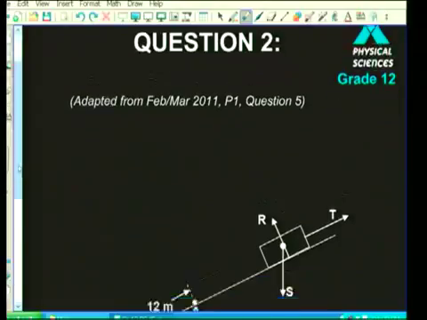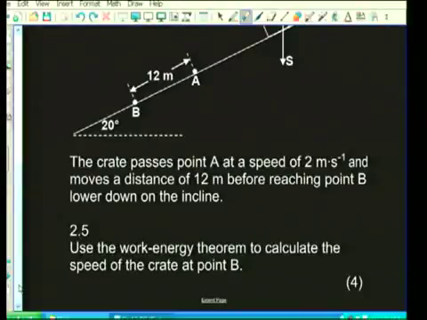Now let's get to the fun part, because now we need to be able to use it. This is a little bit of a hint for you. It isn't necessarily true, but a lot of the times, grade 12s, what I've noticed is if they start to talk about the work energy theorem and they ask you to state it or give you something to do with it, you're probably going to have to use it, okay? Because watch here. Now they said, use the work energy theorem to calculate the speed of the crate at point B.